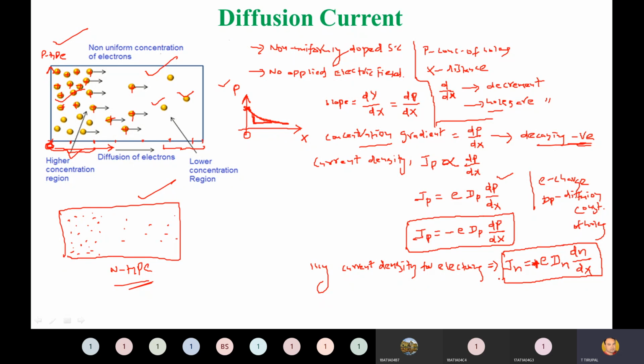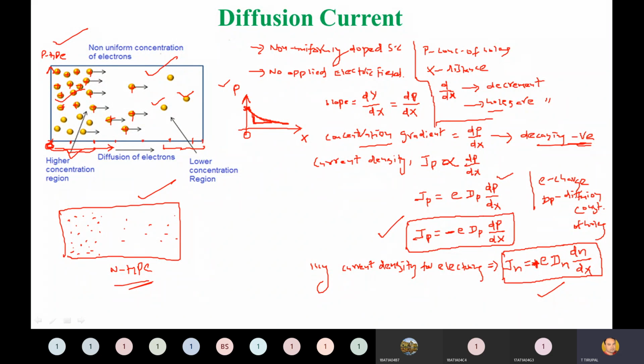So this is a very important formula. Remember, minus exists for holes and plus exists for electrons. Jp is equal to minus e dp into dp by dx. Jn is equal to plus e dn into dn by dx. Very important formula. This is the current density for holes and this is the current density for electrons.